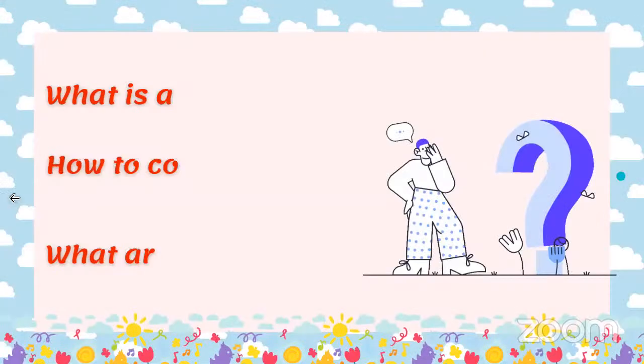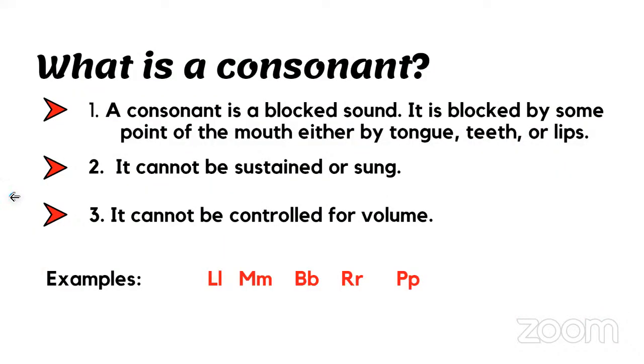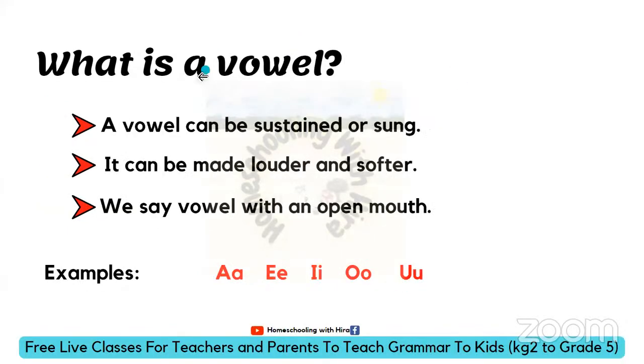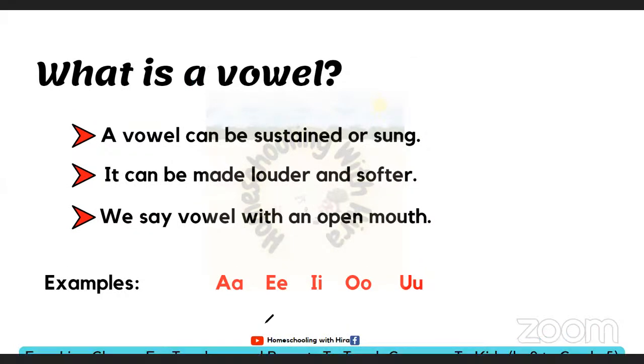Now we are done with consonants and vowels. Let's go back to vowels. Before we learn about syllables, let's learn about vowels. Vowels are the English letters that have two sounds, right? All the vowels have two sounds.